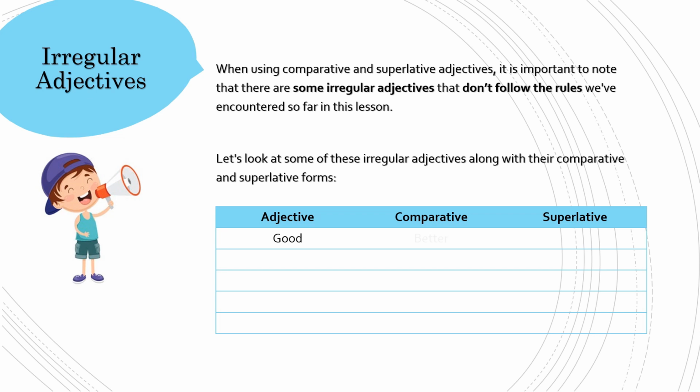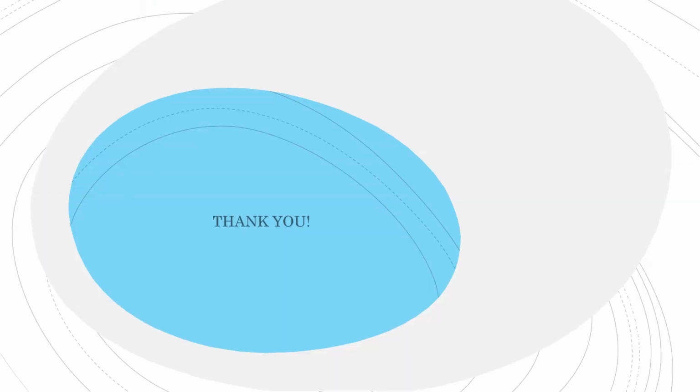Good. Better. Best. Bad. Worse. Worst. Little. Less. Least. Far. Farther. Farthest. Many. More. Most.